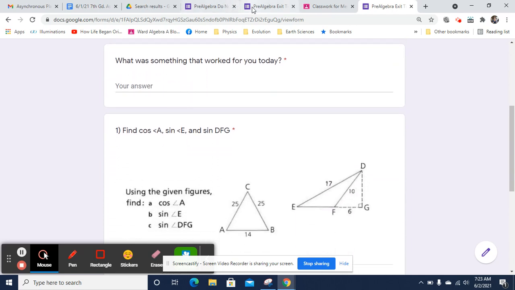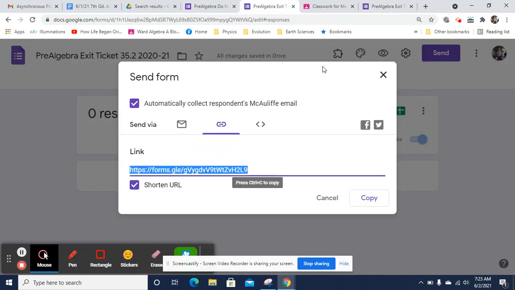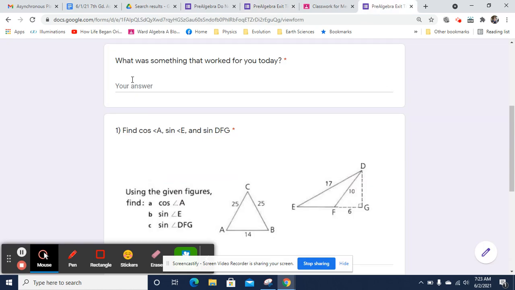And that did say 35.1, but it really is 35.2. I'll fix that. So we are supposed to find a few different things.